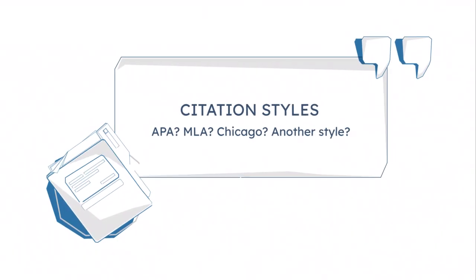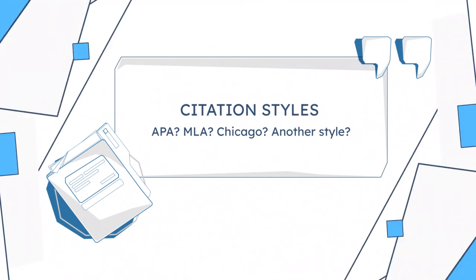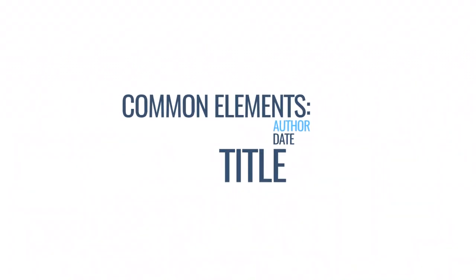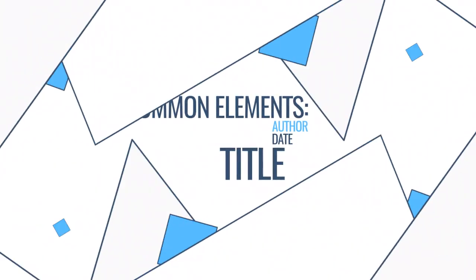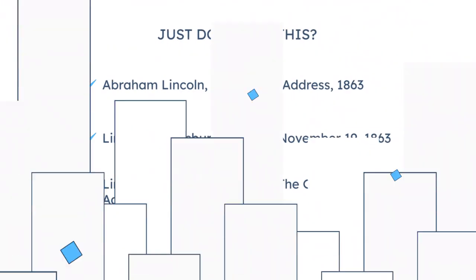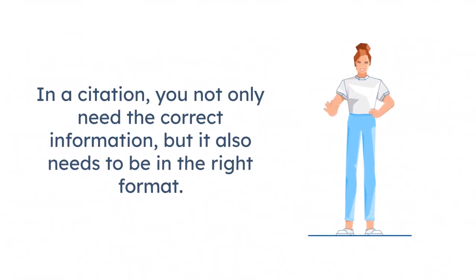Citations can look very different depending on what kind of source you're citing and what kind of project you're doing. You already know that you usually need the author's name, the date the source was published, and the title of the source. So any of these should work, right? Not quite. An important part of citing your sources is using the correct citation style.